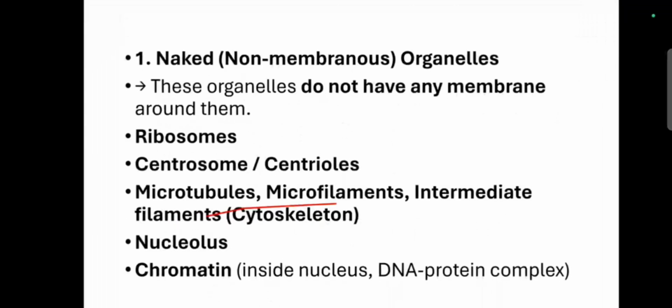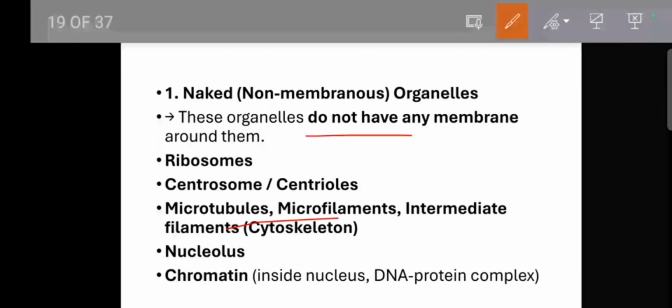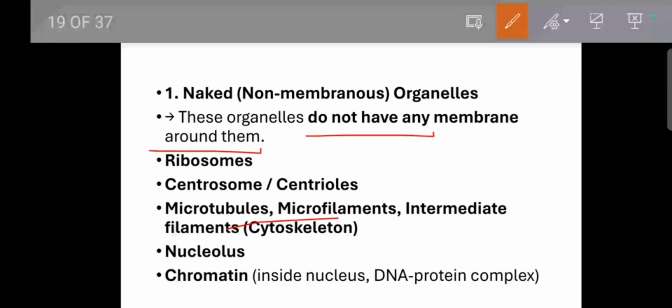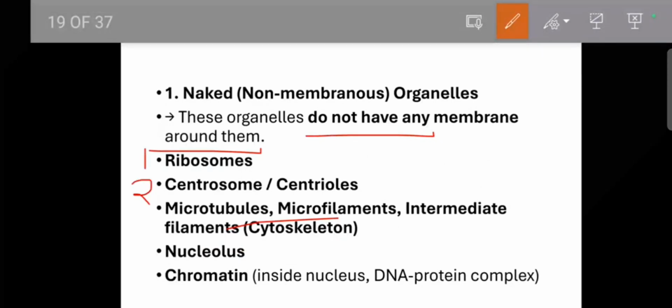So we see all three. The first one is the naked or non-membrane bounded organelles. These organelles do not have any membrane, so this structure doesn't have any membrane around it. The first one is the ribosome, the second one is the centrosome or the centrioles, and the third one is the microtubules, meaning the microfilaments and intermediate filaments, called the cytoskeleton.